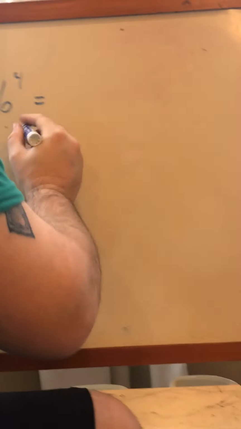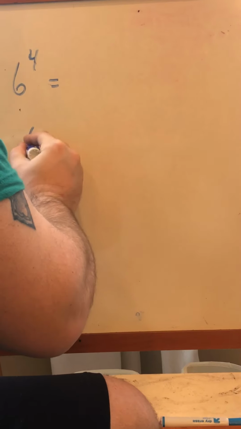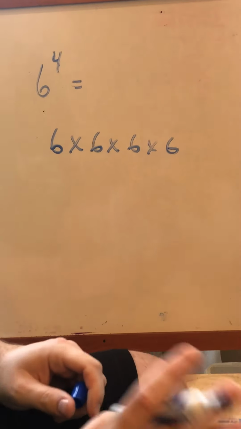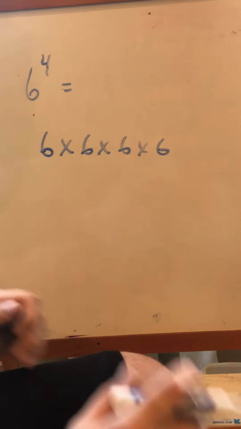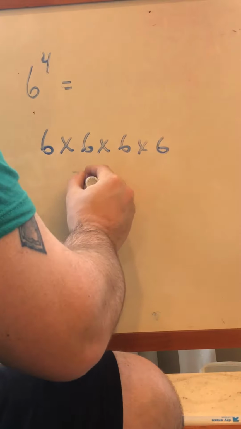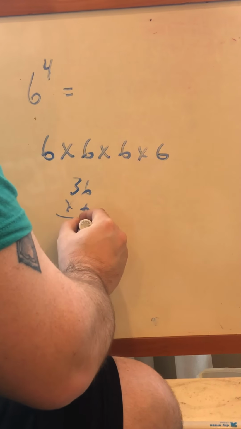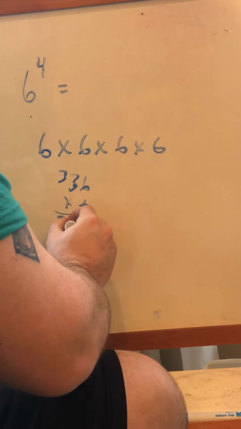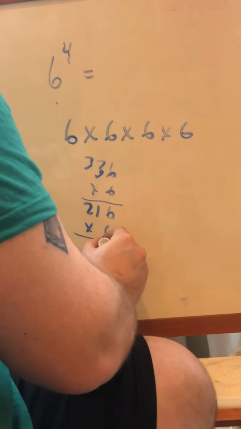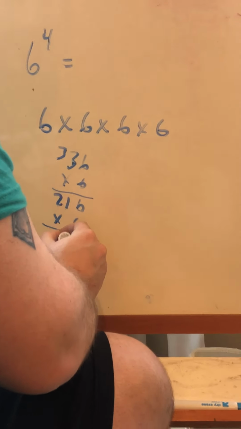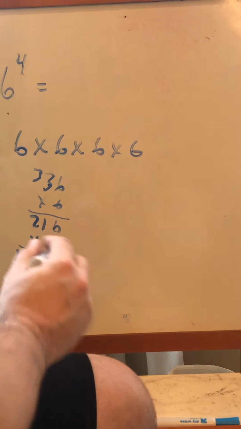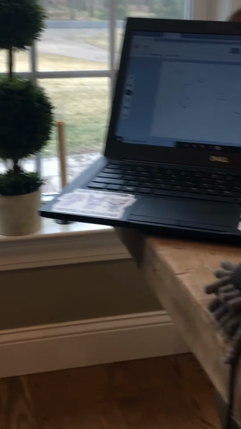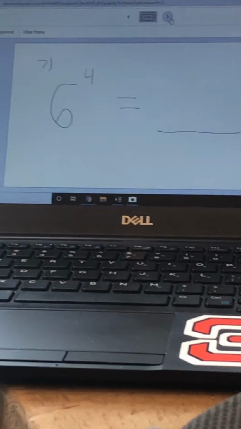All right, now the next one here says 6 to the 4th power. So say 6 times 6 times 6 times 6. It is not 6 times 4. It's 6 times itself 4 times. 6 times 6 is 36. 36 times 6 is 216. Times 6 again, 1,296 is our answer. 6 to the 4th power is 1,296.